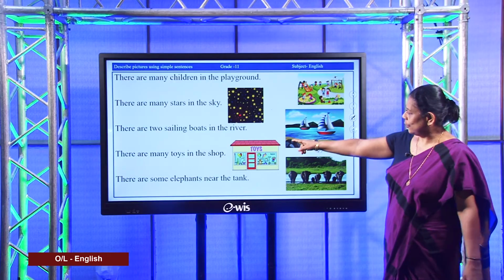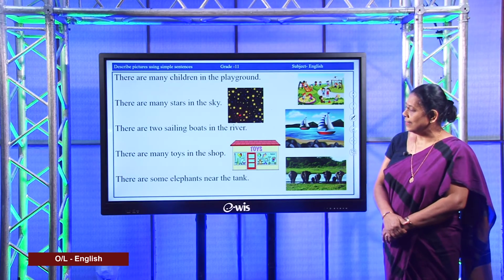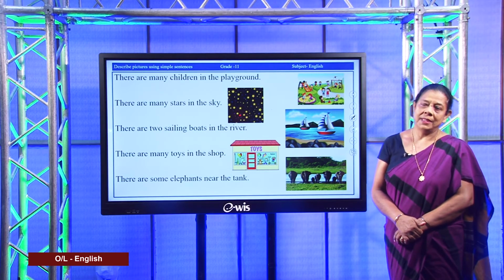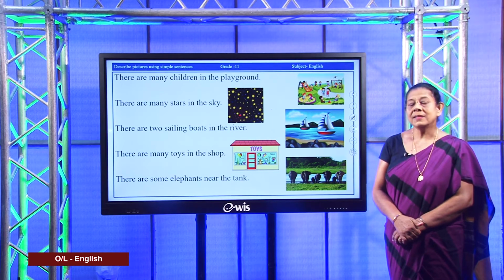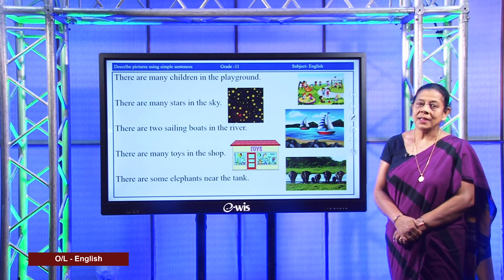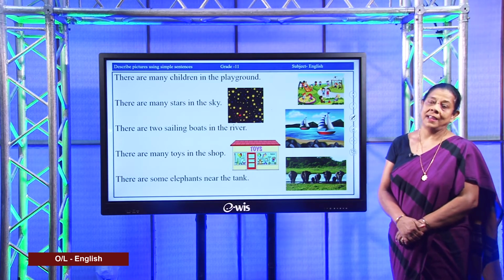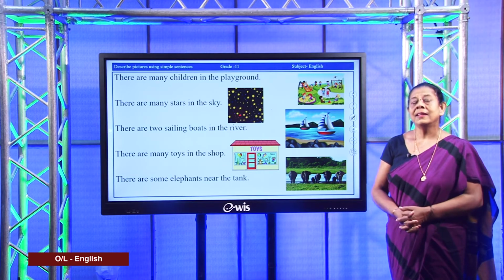Even the toy shop, we can write the sentence. There are some toys in the shop. There are many toys in the shop. So, both are correct. The last one, there are some elephants near the tank. If you like, you can write, there are many elephants near the tank.